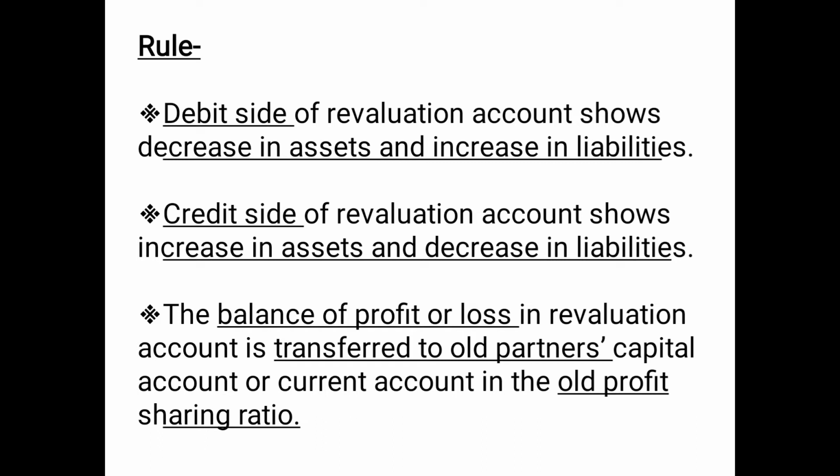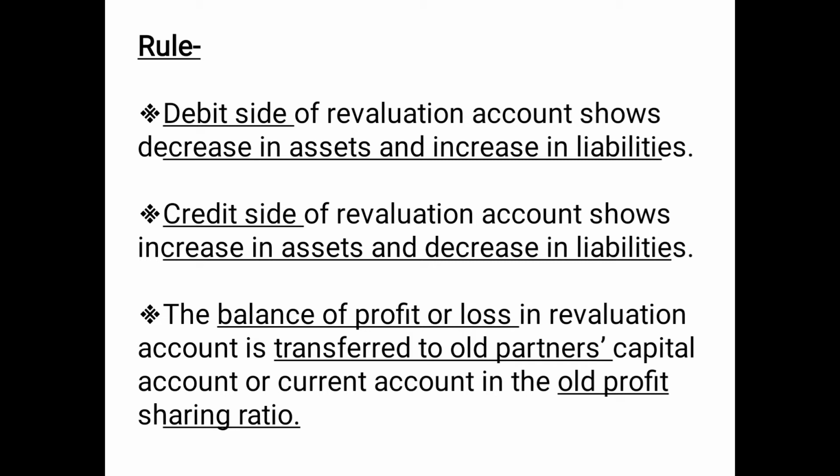If the value of an asset decreases while revaluing, that decreased value of the asset will be shown on the debit side, and if the value of a liability increases while reassessing it, the increased value of the liability will be shown on the debit side. On the contrary, the credit side of revaluation account shows increase in assets and decrease in liabilities, just the opposite. The credit side shows the increased value of assets, if any, and the decreased value of liabilities, if any.